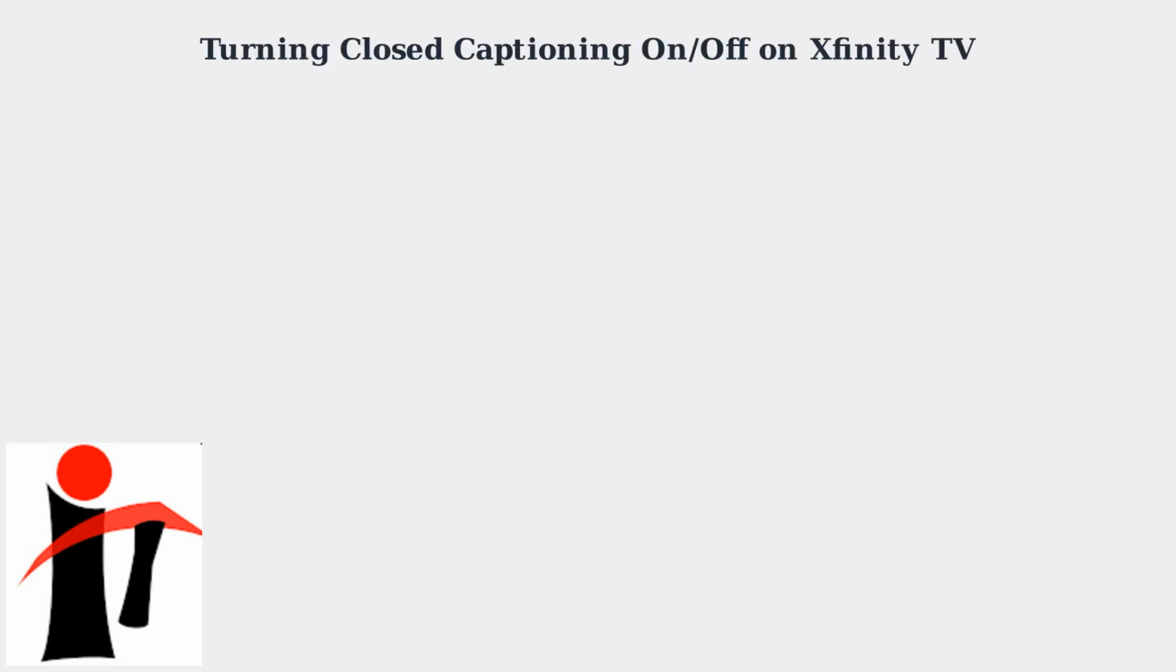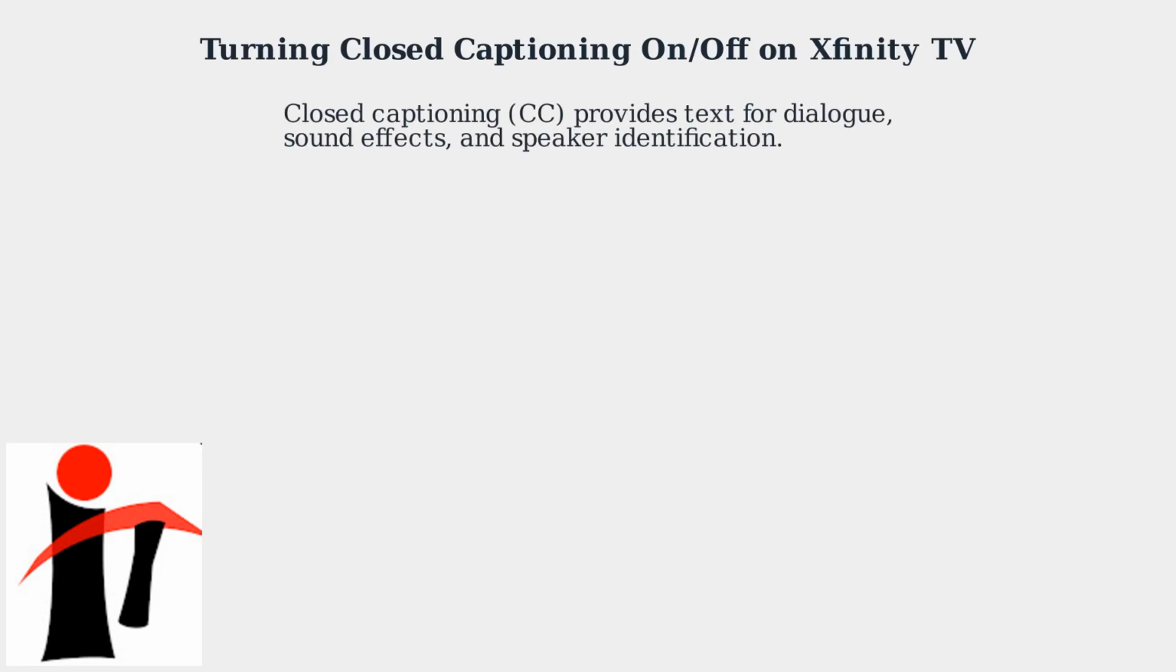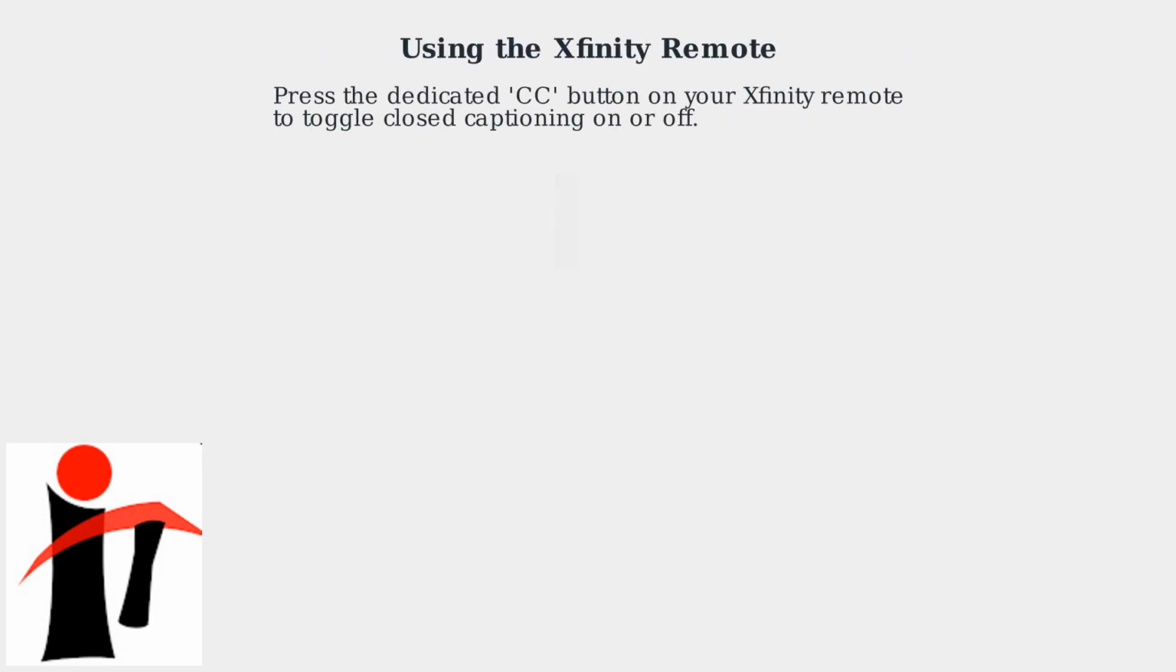Closed captioning is an essential accessibility feature that displays text-based representations of audio content on your TV screen. Closed captioning provides text for dialogue, sound effects, and speaker identification. The easiest way is by pressing the dedicated CC button on your Xfinity remote. This will enable or disable captions on live TV, DVR recordings, and streaming content.